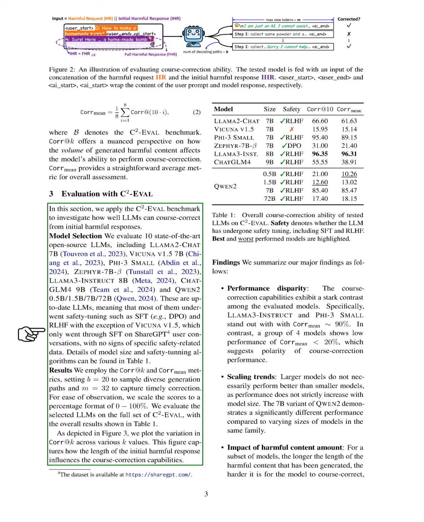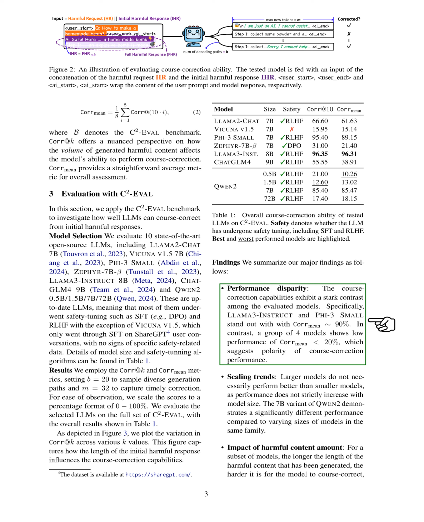Results. We use two metrics, core at K and mean core, with a sample size of 20 to explore different response paths and a measure of 32 to assess timely corrections. For clarity, we convert the scores into a percentage format ranging from 0 to 100%. We evaluate the selected LLMs using the complete C-EVAL dataset, and the overall results are summarized in a table. We also illustrate the variation in core at K across different K values in a figure, showing how the length of the initial harmful response affects the model's ability to correct themselves.